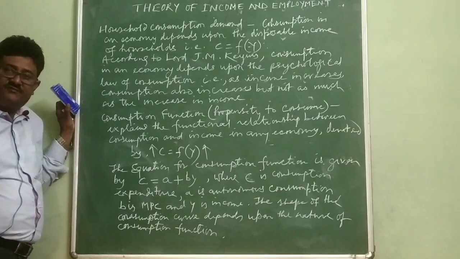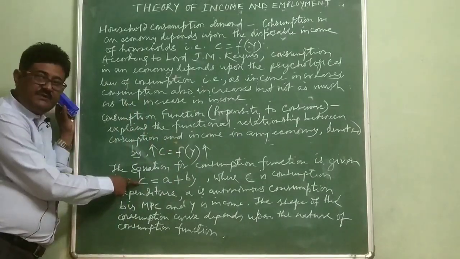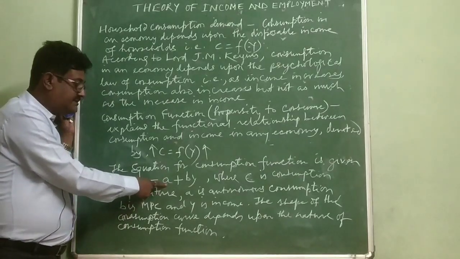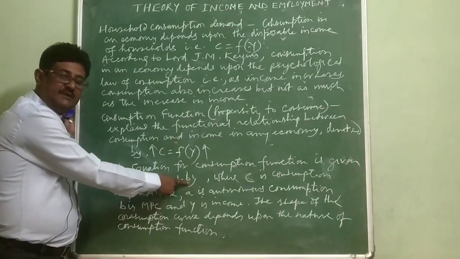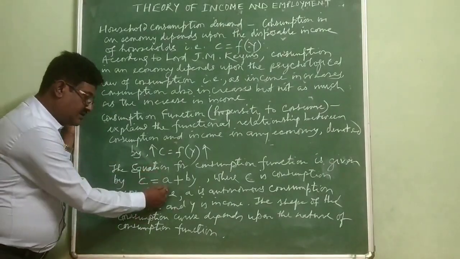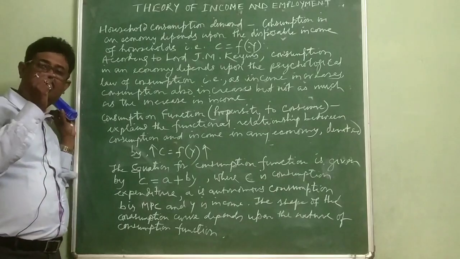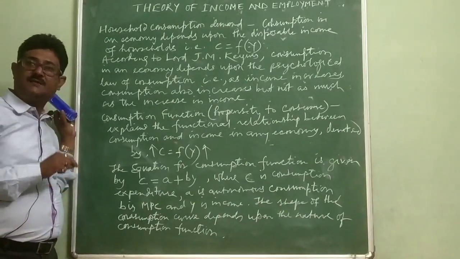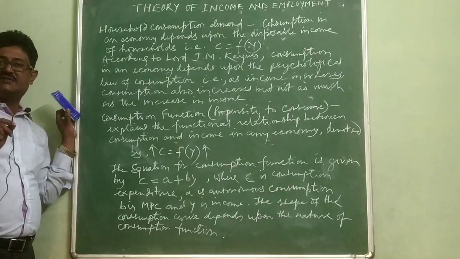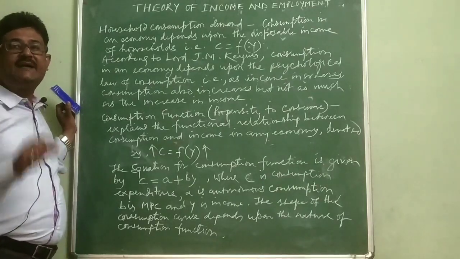The equation for consumption function is given by C = A + BY, where C represents the total consumption expenditure in an economy, A represents autonomous consumption, B represents marginal propensity to consume, and Y represents income. So, let us first know what is autonomous consumption. It is the minimum expenditure which the households incur on consumption even at zero level of income. So it is a minimum expenditure which the households have to incur so as to sustain, and it is independent of income.